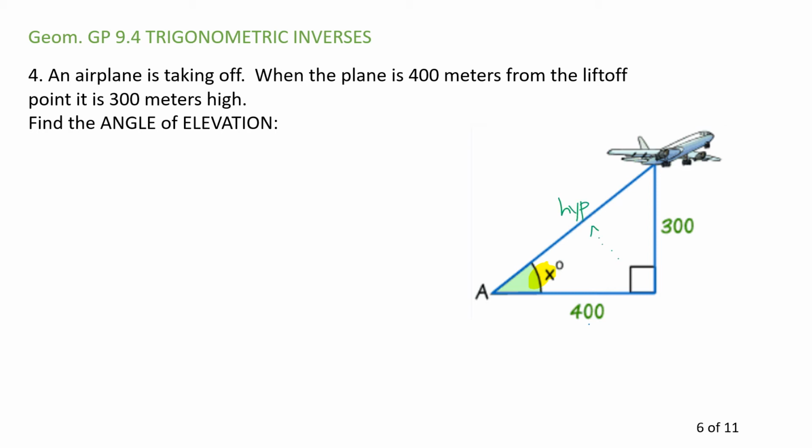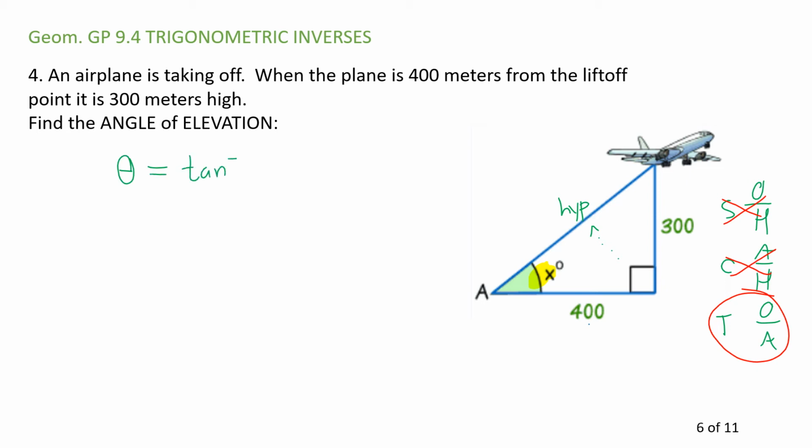Hypotenuse. I don't know it, can't use it. Hopefully you remember that the only one that doesn't use the hypotenuse is the tangent. So I am going to use the tangent in this relationship, but I don't want tangent. I want inverse tangent because theta is equal to inverse tangent of opposite over adjacent. All right, well, if you're standing here, this one is adjacent because it's attached, and this one is the opposite.